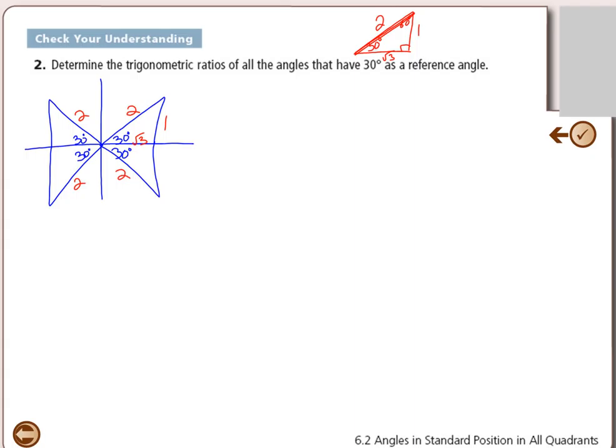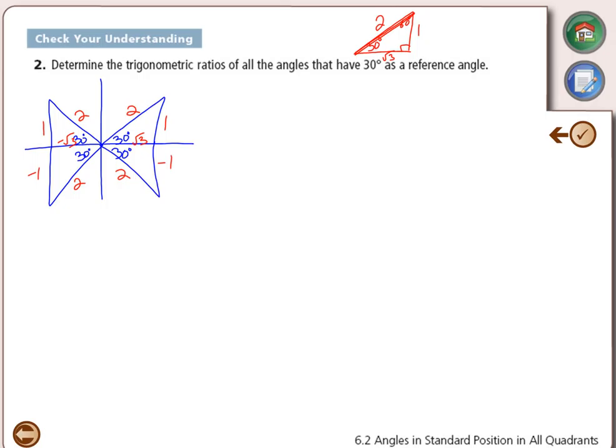Now the root 3 and the 1 can be positive or negative depending on which direction we're going. When we start going into quadrant 2, we're going into the negative direction there. So this is going to be negative root 3. We're going up, so that's a positive 1. This one we're going down, so that's a negative 1. Over here we're going down, that's a negative 1. Now we've got all of our side lengths labeled.